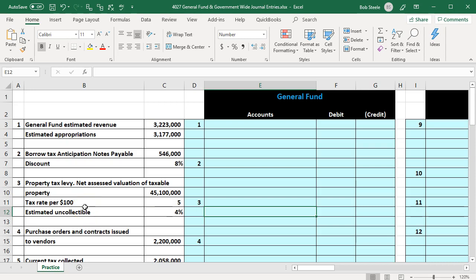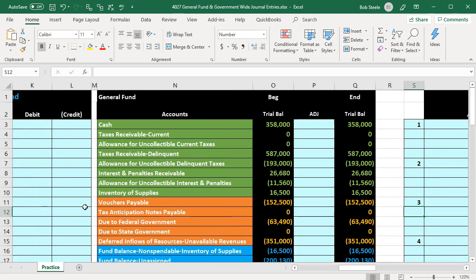In this presentation, we're going to work a fairly comprehensive problem related to the general fund and government-wide activities. We're going to have the information on the left side. We're going to use the blue area in order to record this information. We're going to record the information into the general journal here, then post it to a worksheet, which will be a trial balance, having a beginning trial balance, adjustments where we will post, and then the ending trial balance.